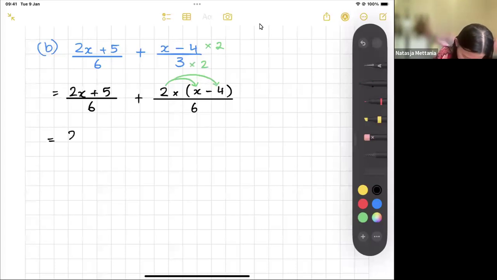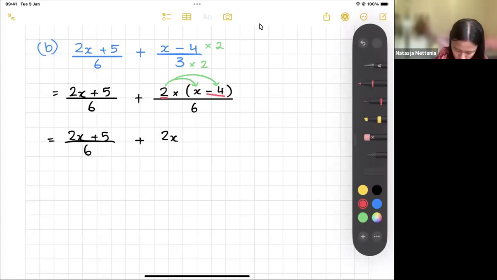All right, let's do this. Rewrite it: 2x plus 5 over 6. We've done nothing to this first fraction. Plus, what's 2 times x? 2x. Now here, you need to be careful. This part here is actually 2 times -4. What's 2 times -4? Well, that's -8. All over 6. Once we've done that, expanded that bracket out, we're going to make a big fraction.